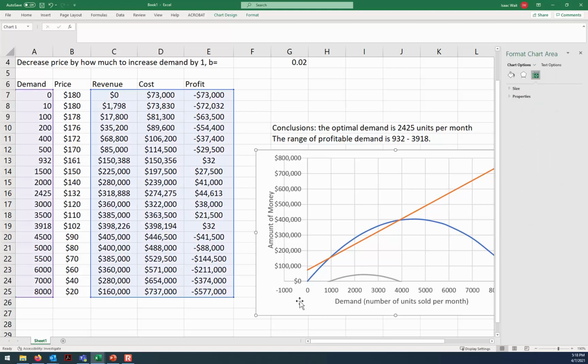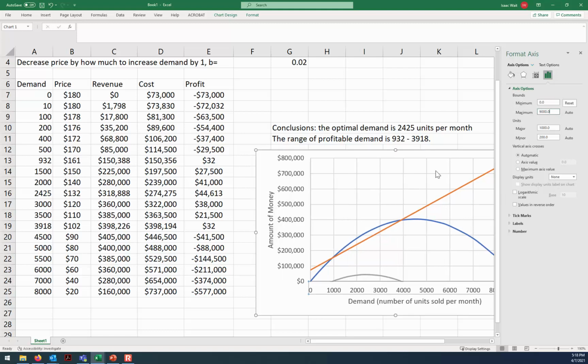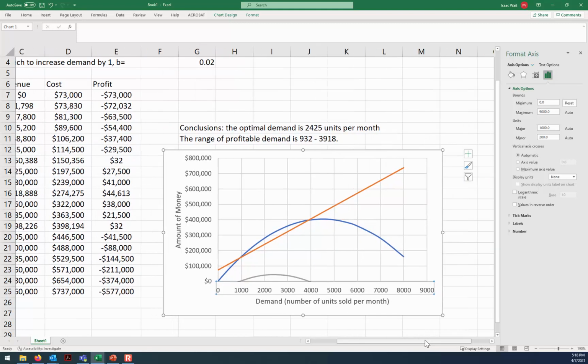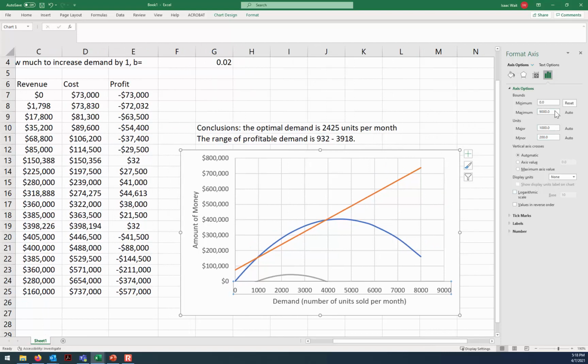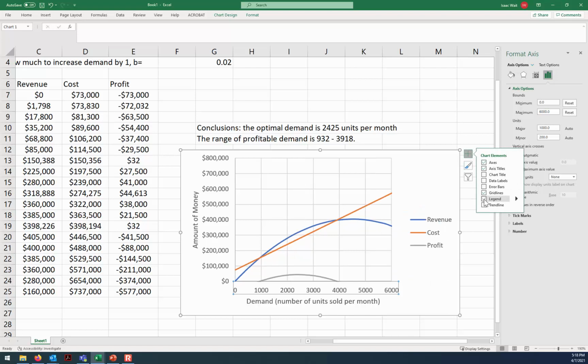I'm also not entirely satisfied with the horizontal axis, so I'm going to right-click there, format axis. I'll start that at 0, and maybe I'll just, let's see, the range. Maybe I'll just have that display through 6,000. Okay, so that's looking okay. So we've got demand, amount of money, and then might as well add in a legend if I can. So legend. Oh, and since I named those series, it's automatically labeling it for me. So I think that's a pretty good figure.